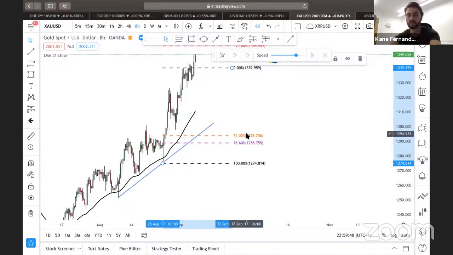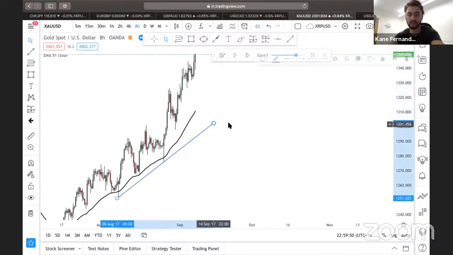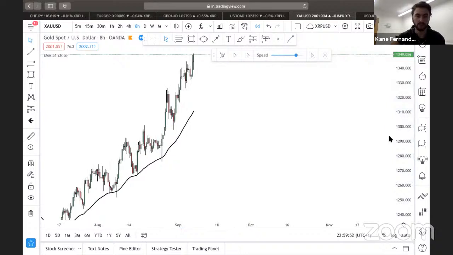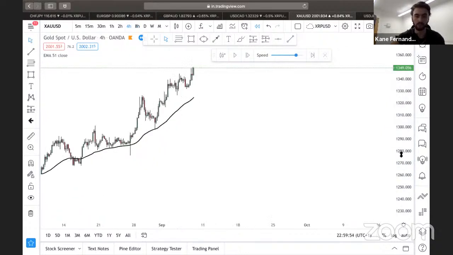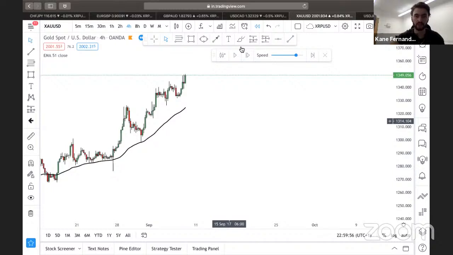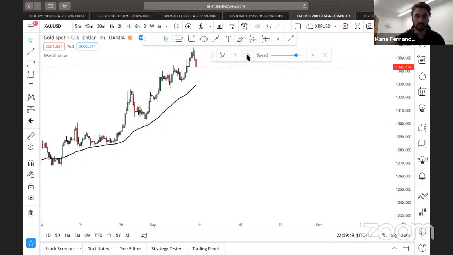Right, so that hasn't had a retracement, has it? So I'd be looking for, let's go on to the 4 hour. See if there's retracement.